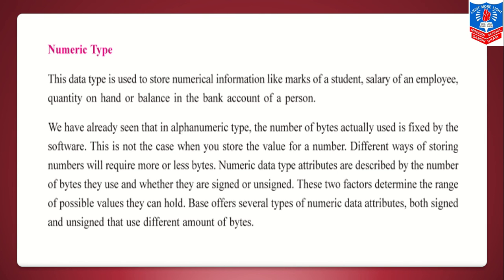Numeric data type attributes are described by the number of bytes they use and whether they are signed or unsigned. These two factors determine the range of possible values they can hold. Base offers several types of numeric data type attributes, both signed and unsigned, that use different amounts of bytes.